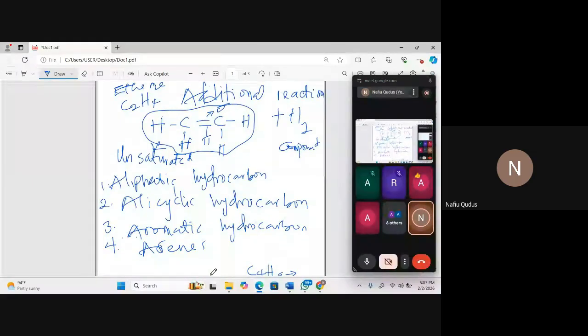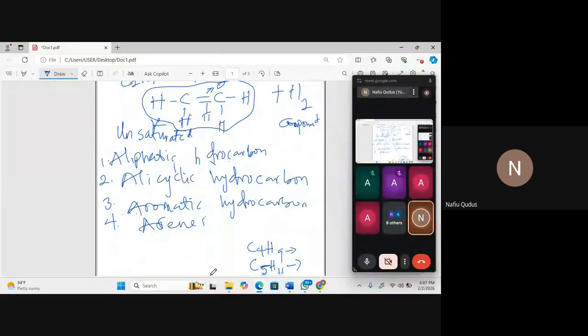We have these types of organic compounds, or organic chemistry, which are the hydrocarbons. We have aliphatic hydrocarbon, alicyclic hydrocarbon, aromatic hydrocarbon, and we also have arenes. So when we say aliphatic hydrocarbon, it is just the arrangement of hydrocarbon, either in a straight chain or branch chain.